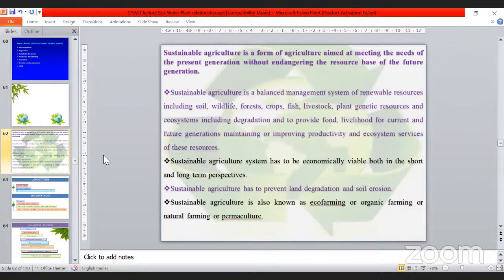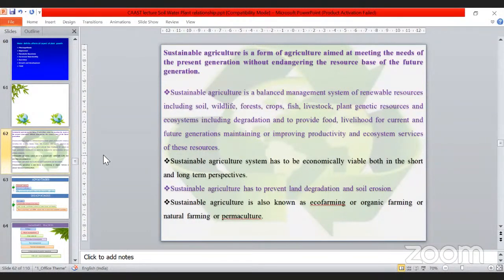Sustainability is not merely about what we are getting today to get tomorrow, but it should not degrade anything. It should maintain and also improve the productivity and the ecosystem services of all the resources which we are utilizing. The sustainable agriculture system has to be economically viable, both in the short and long-term perspective.